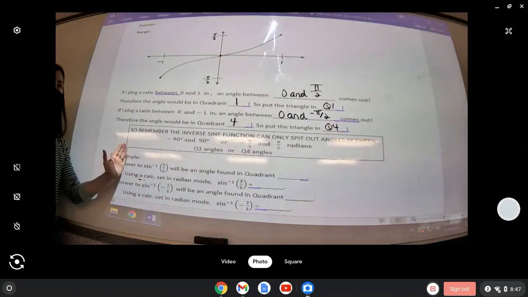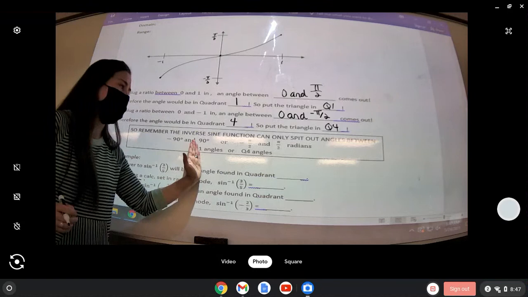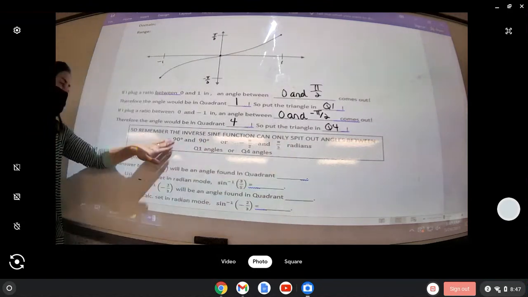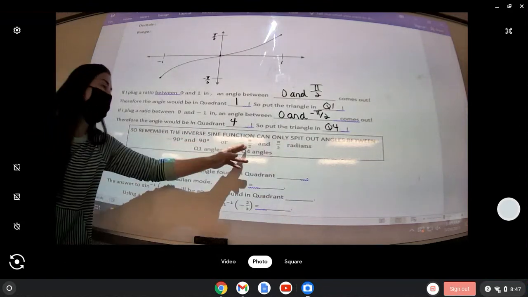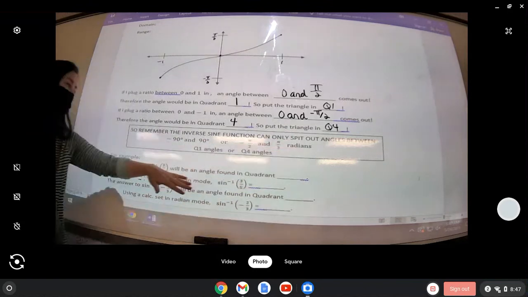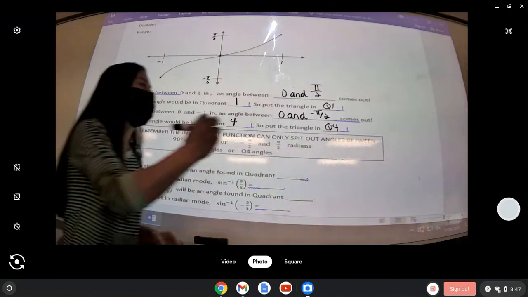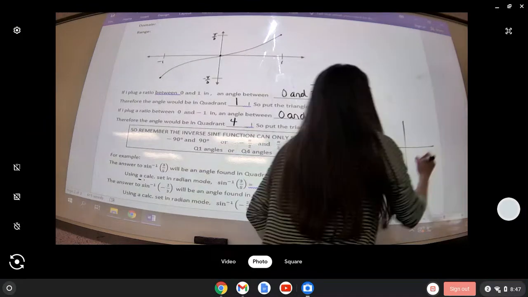All right, so here we go. Remember, the inverse sine function can only spit out angles between negative 90 and 90 degrees, or negative pi over 2 and pi over 2 radians. Quadrant 1 and quadrant 4 angles. So guys, you're going to see me draw this a lot.